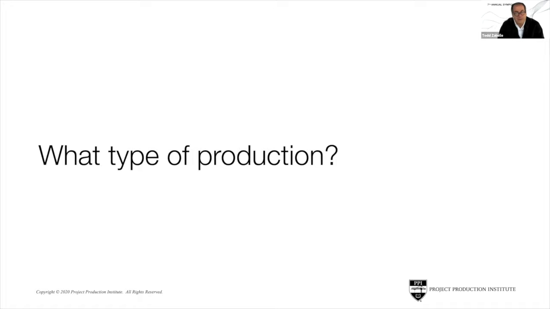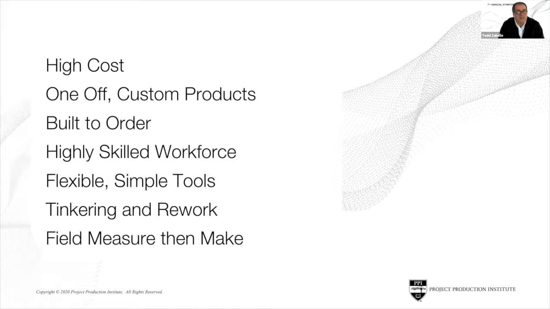So, the question really is, what type of production is construction? And it could be any type of production that we want to make it, but we've made it a very specific type of production. And I think these are some of the attributes that we might agree on. It's high cost, right? So we're talking about big stuff that's expensive. We're not making pens or paper. It's one-off, mostly custom products that are built to order using a highly skilled workforce.